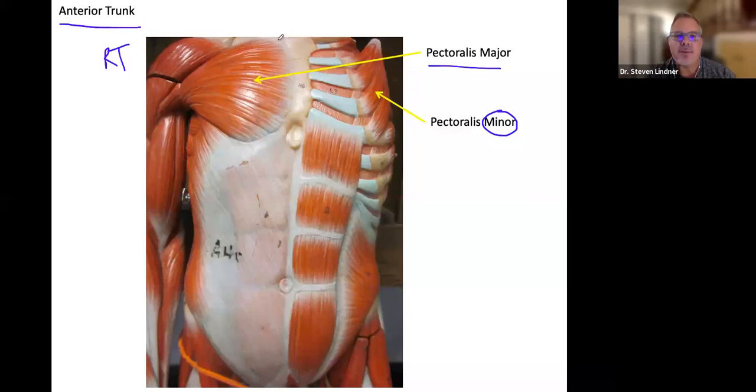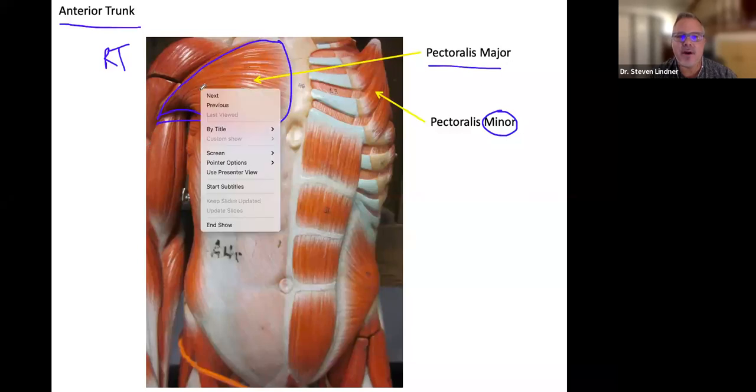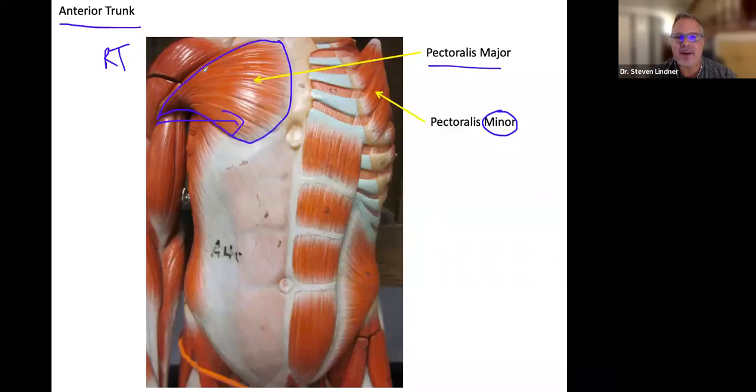So Pec Major, we can see it originates right here along the sternum, and then it's going to insert on the bicipital groove or the intertubercular groove. So that's Pec Major. And when we see the way these fibers are, when this muscle contracts, it can rotate that upper limb this way. We call that internal rotation. But it can also adduct the arm.